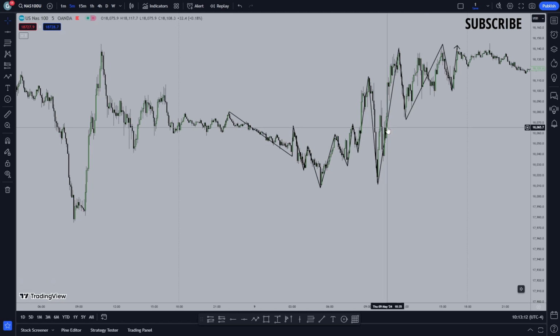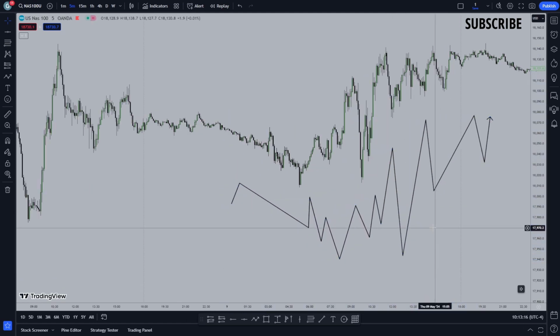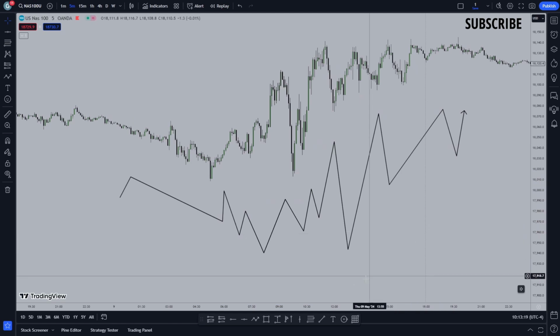Now if I do it like this, you can see what I was saying, that it was creating this lower high, lower low, lower high, lower low, all of a sudden higher high, higher low, higher high, higher low. Everything is going good over here. And then it creates another higher high. It creates another higher high.